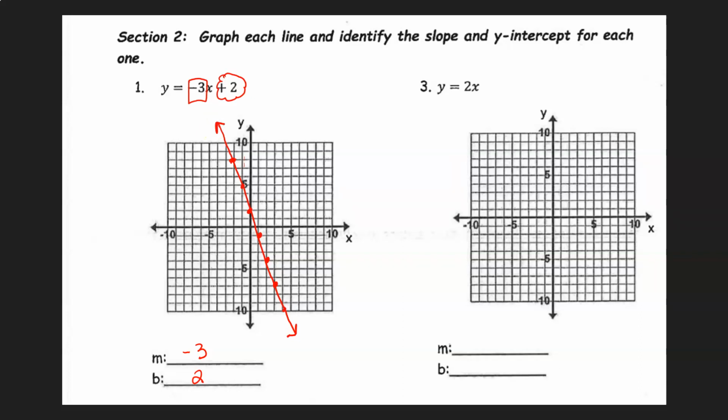Number 3, y equals 2x. There's no b in the equation, so that means it's the origin, and my slope is my m, which is 2. So I'm going to start at the origin, go up 2 over 1. I'm going to go down 2, left 1.